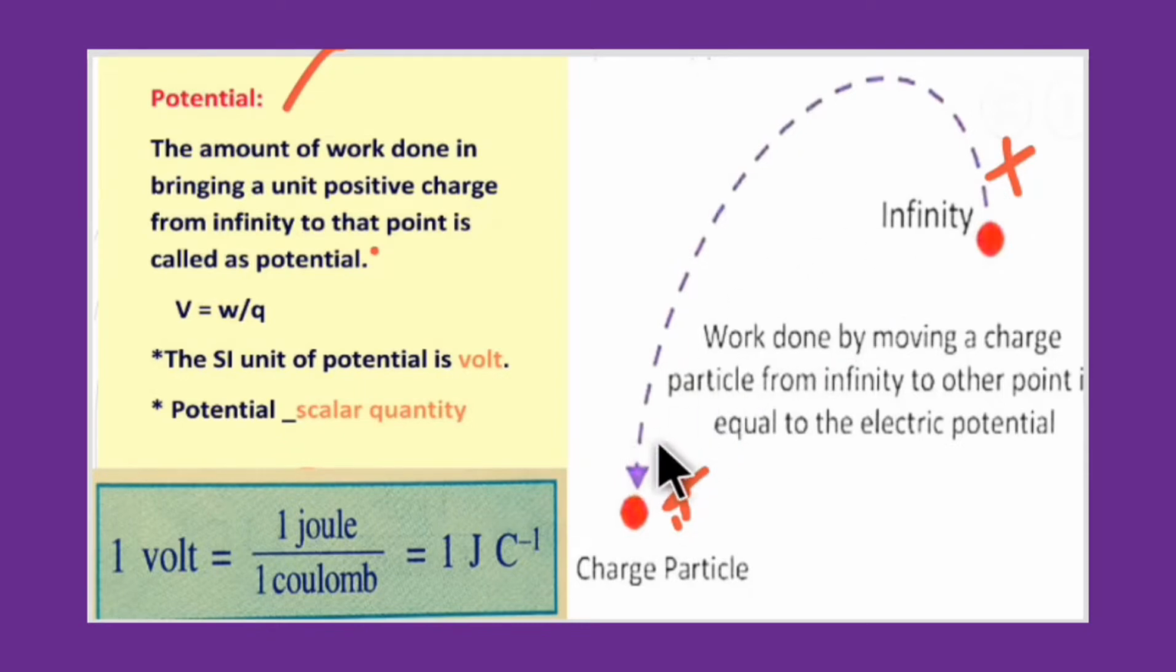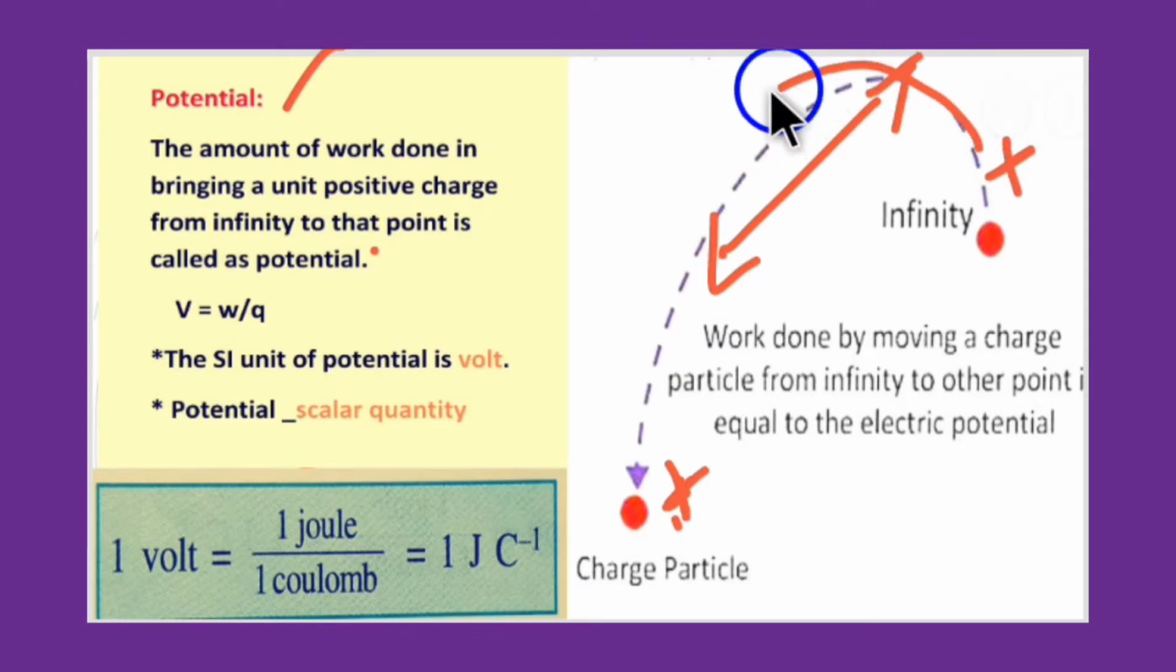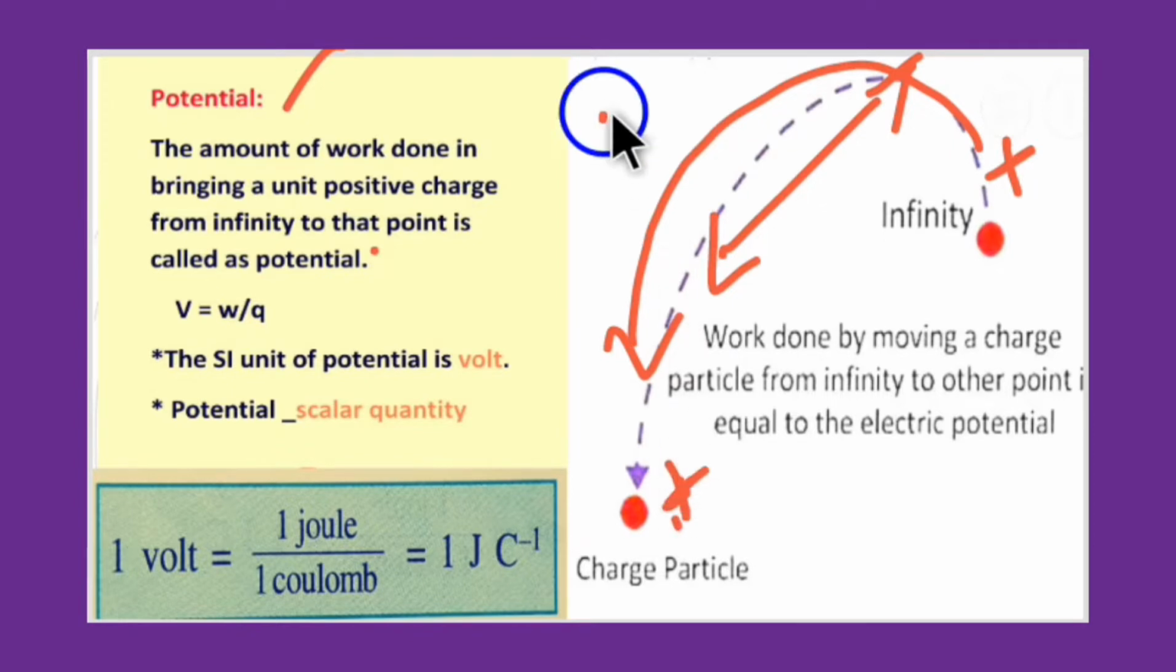Because here both are like charges, positive and positive, and they will try to repel each other. So against this repulsive force, there must be some work done in bringing this positive test charge from infinity to this point. So that is called potential. So V is equal to W by Q.